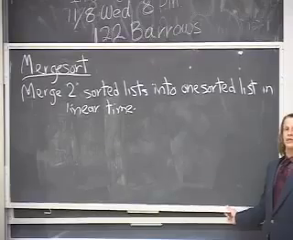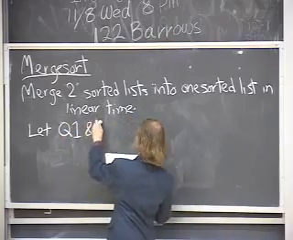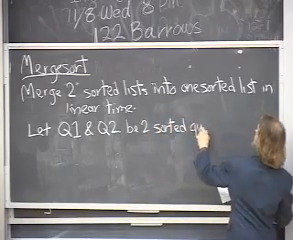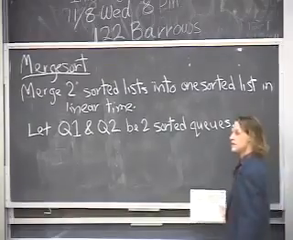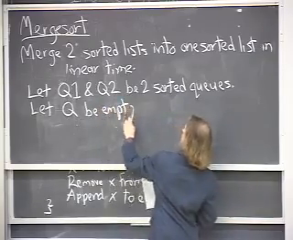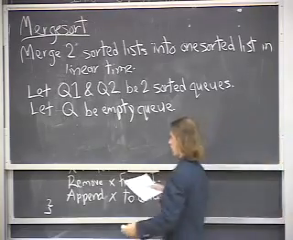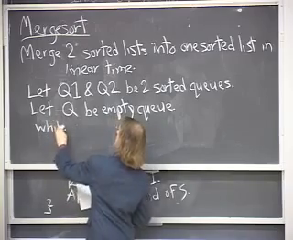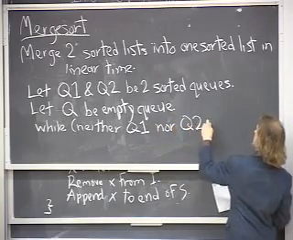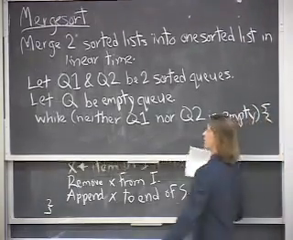We're going to do that by using two queues and sorting the items into a third queue. So let's say Q1 and Q2 are the two sorted queues which contain the lists of sorted numbers that we want to merge. And let's create an empty Q to merge them into. Then the algorithm's like this. While the input queues are not empty, we're going to check what item is at the front of each of these queues.